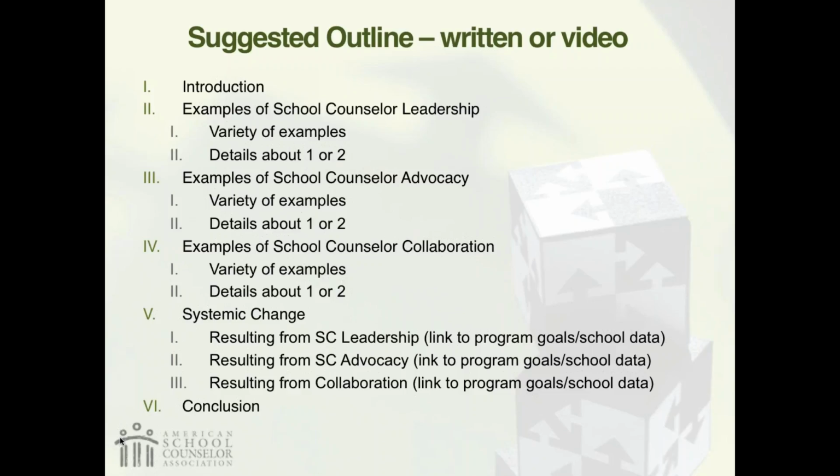How did leadership change, in terms of the impact it had on program goals and school data? Same thing with advocacy and collaboration. So the process is really the same for all four categories. I want to emphasize again that there really ought to be a paragraph dedicated to each of these. Do not weave these through a narrative where you cite an example of leadership, then advocacy, then collaboration. It's very difficult to evaluate that kind of narrative.